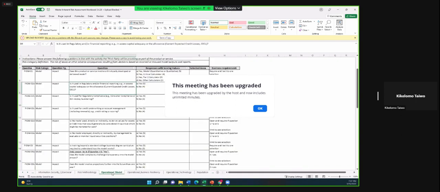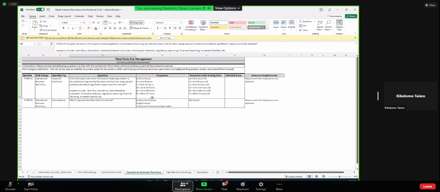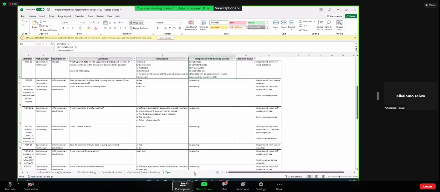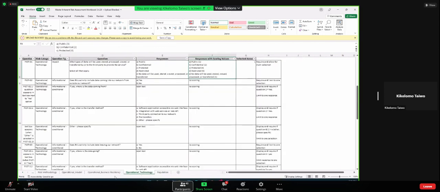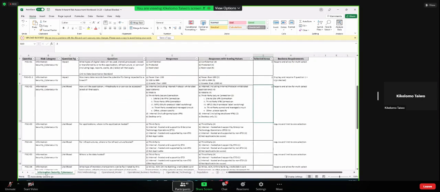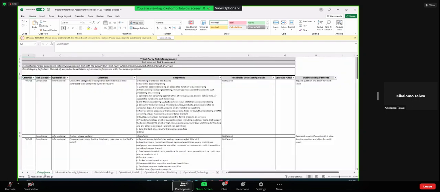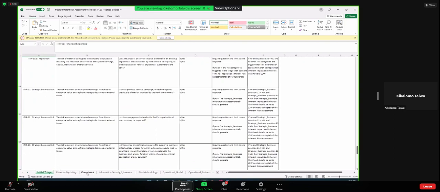Operational model. This is another risk category. We call them risk categories, risk domains. So there is an expert for this. The business owner will complete all these risk domains: reputation questions, operational technology questions, operational business model questions, information security, compliance, financial reporting. So all these tabs you're looking at, each is our own subject matter expert, right?